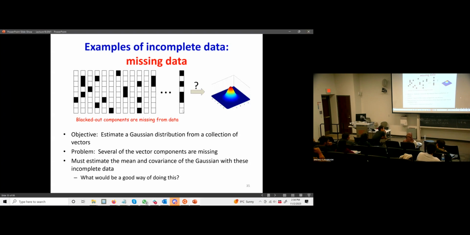Easy enough. But then I have this modified problem where I have all of these vectors, but in each vector, several of the components are missing. The blacked out components are missing, right? And so if my vectors are now incomplete, how would I estimate the parameters of the Gaussian? Yes, like the mean of each component, and anytime you need to estimate one of the missing components, you just use it. That's one way of doing it.